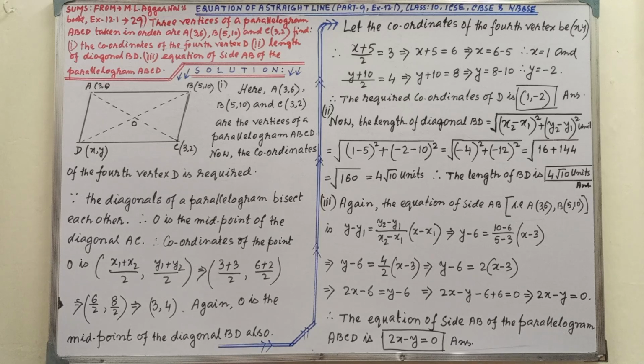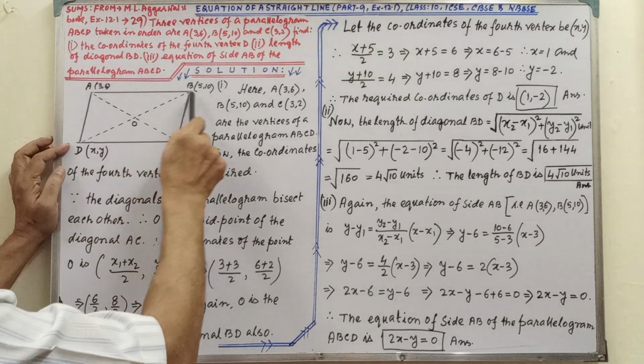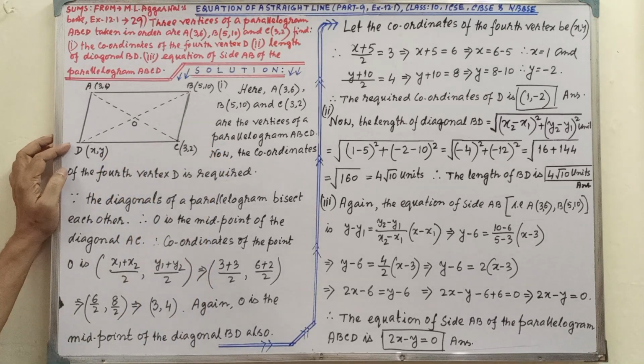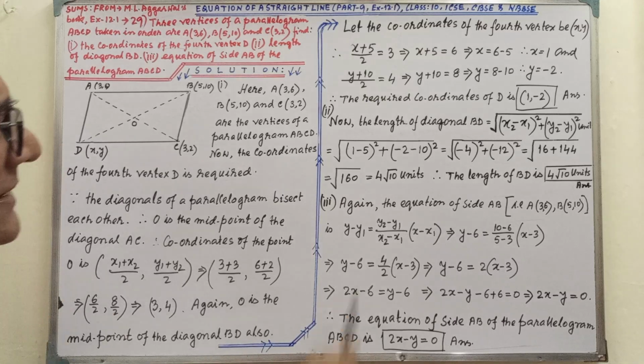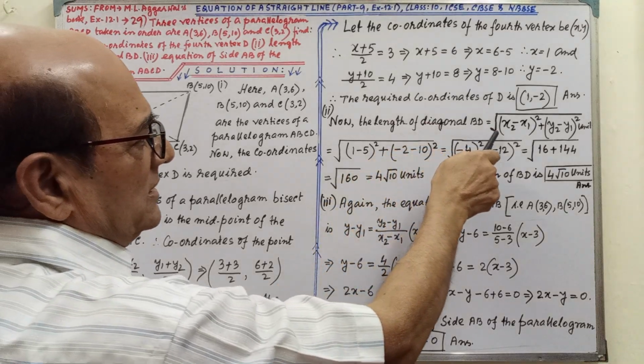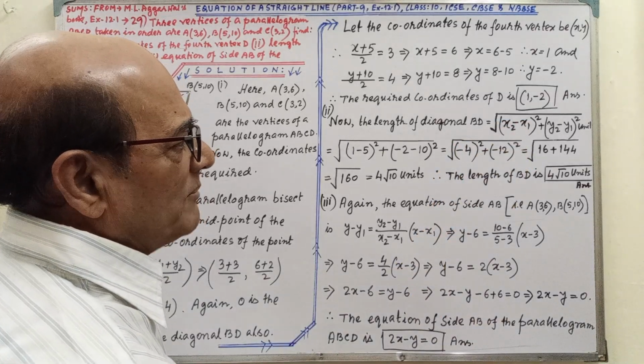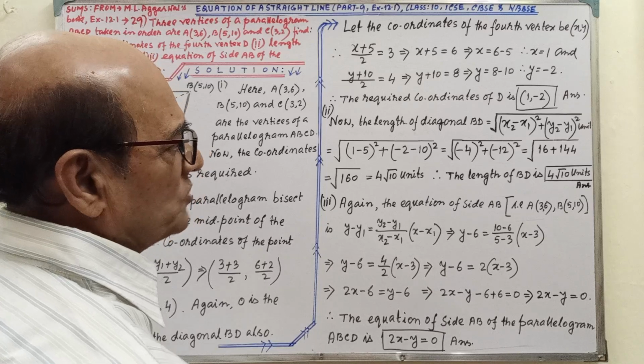Now we have to find out the length of diagonal BD. We have to find out the length of BD, that means the distance between the points B and D. Now the length of diagonal BD, the formula is root over (x2 minus x1) whole square plus (y2 minus y1) whole square.